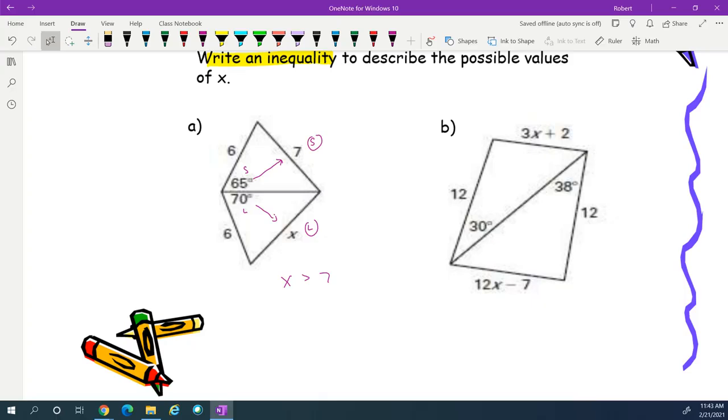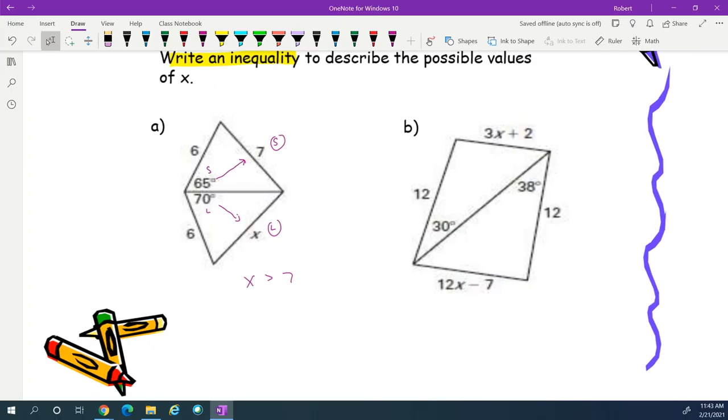So we're using the idea of corresponding parts to make our comparisons. In our last question, again, we have our 2 angles. 30 is smaller than 38. So the side opposite 30 is smaller than the side opposite 38. So 3x plus 2 is less than 12x minus 7.